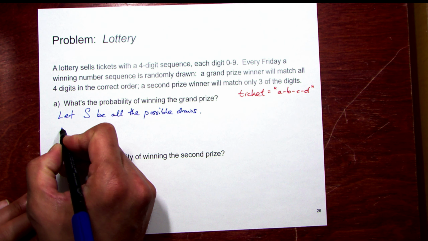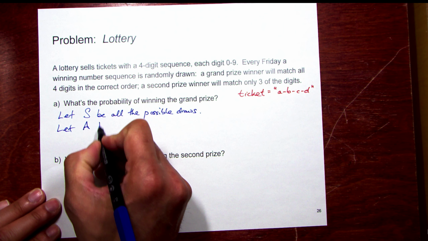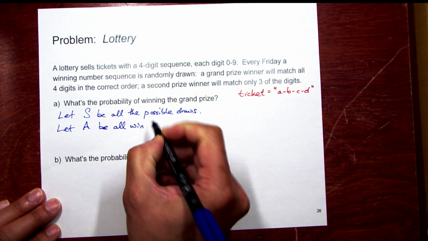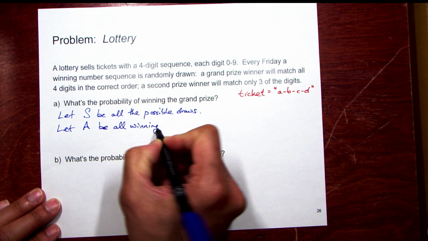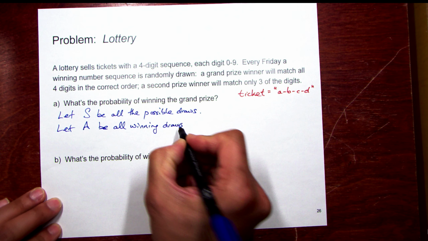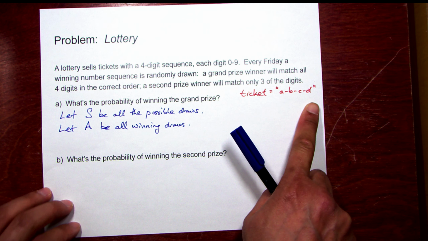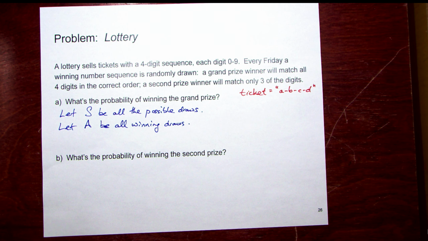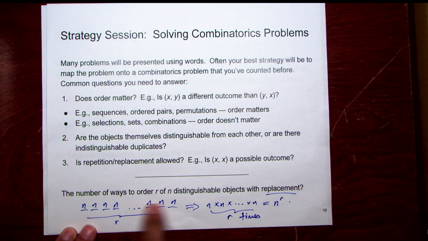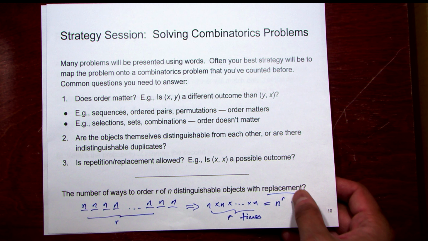And we're going to let A be the set of all winning draws. Remember, we have bought a ticket, so there are so many ways of matching this ticket, this ABCD up here. Now we're going to count those things using basically the only counting formula that we have, from last time, where we have n distinguishable objects, and we're allowed to make some sort of sequence out of them, r of them, and it scales up multiplicatively, n times n times n, r of those, so r times.